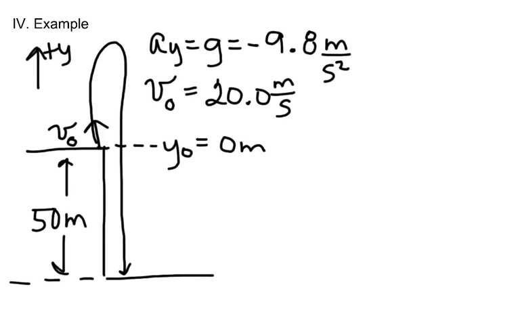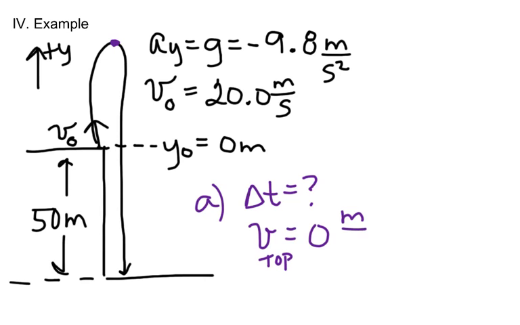Okay, so the first thing for part A we're going to find is, what is the time it takes for this object to reach the maximum height in its flight. One of the things I know is that at the very, very top of its flight, the velocity is going to be 0 because the object needs to stop so it can change direction. So my velocity at the very top, v of the top, is going to be 0 meters per second.